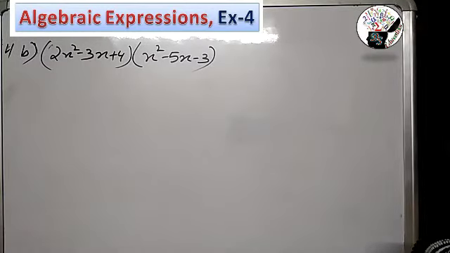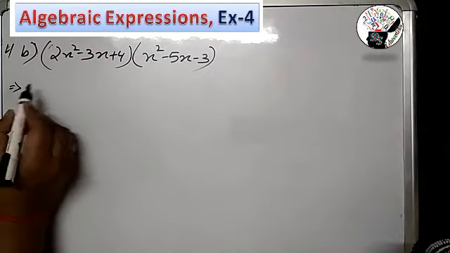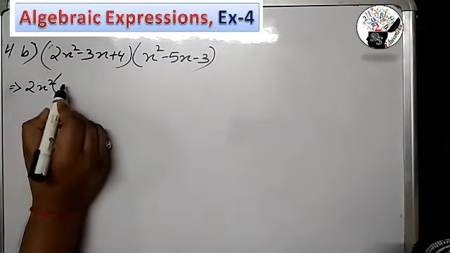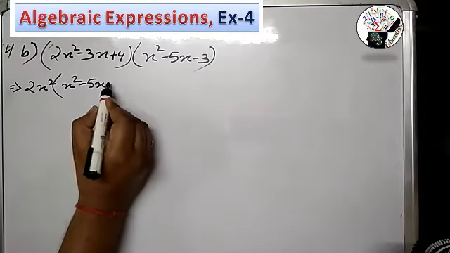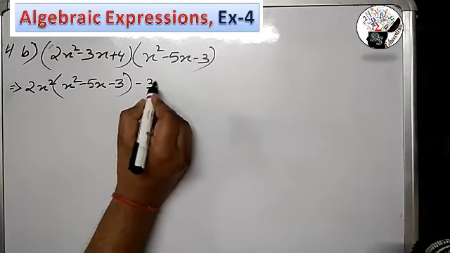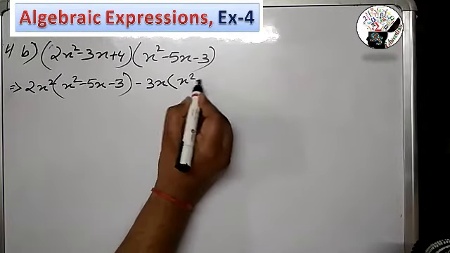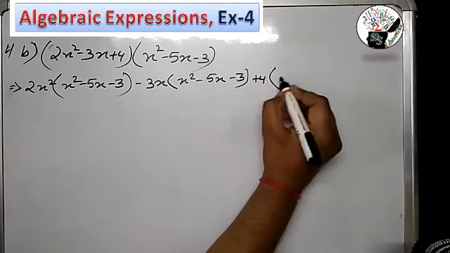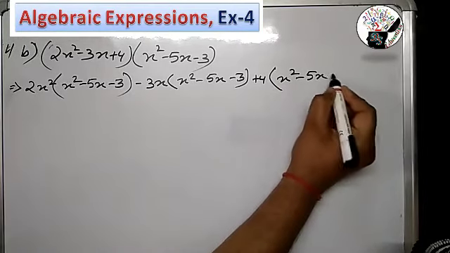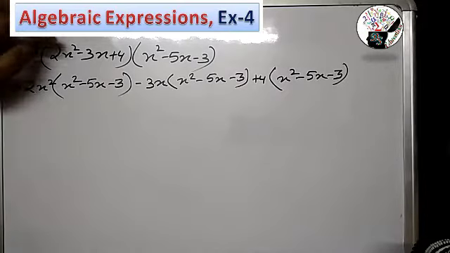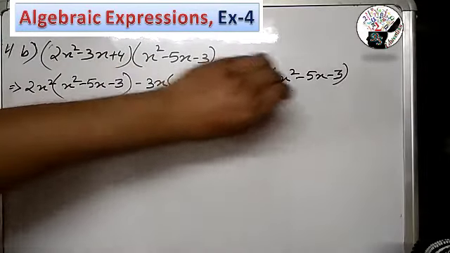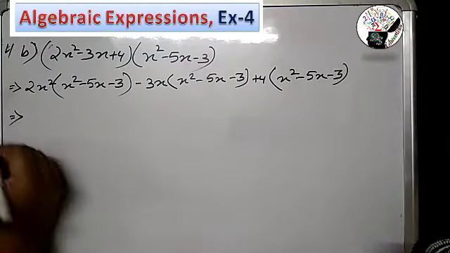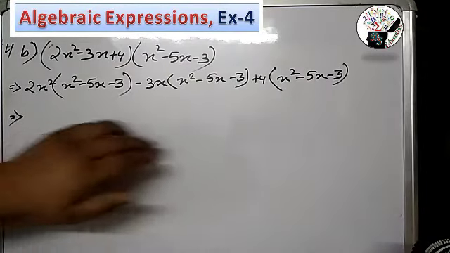Moving to the next question, children. 2x square minus 3x plus 4 and x square minus 5x minus 3. Both are trinomials, so here we have to change thrice. That is 2x square bracket x square minus 5x minus 3, plus 3x bracket x square minus 5x minus 3, plus 4 bracket x square minus 5x minus 3. Got the point? Now here there were 3 terms, so I have separated into 3 parts. The process will be the same.